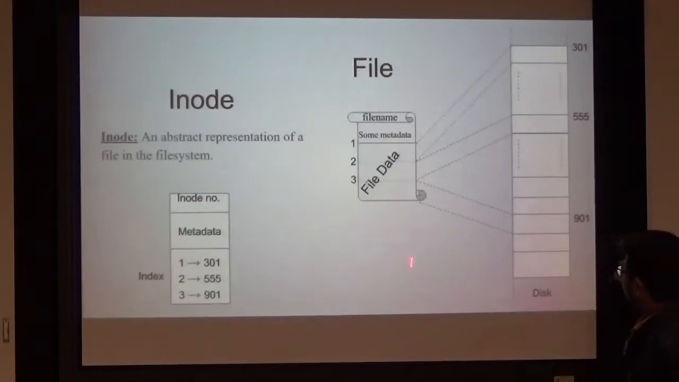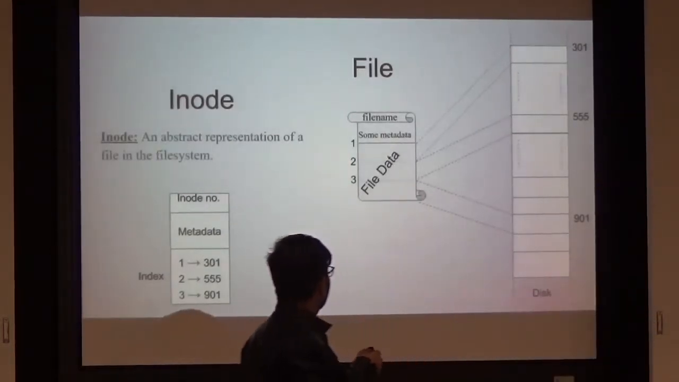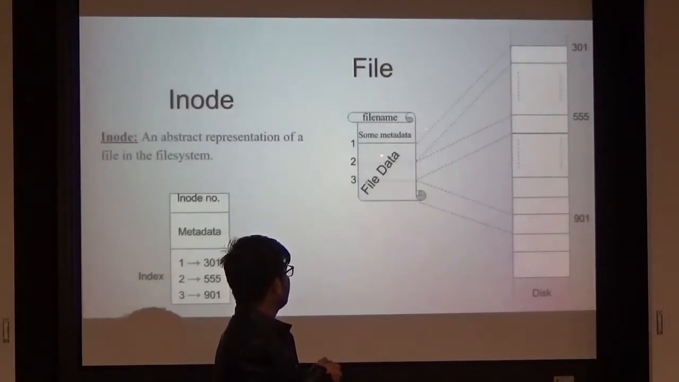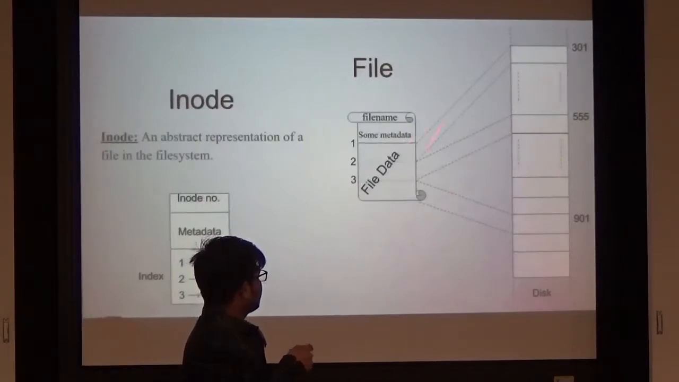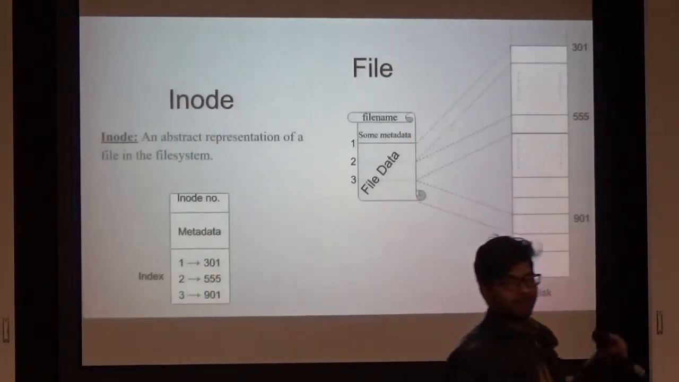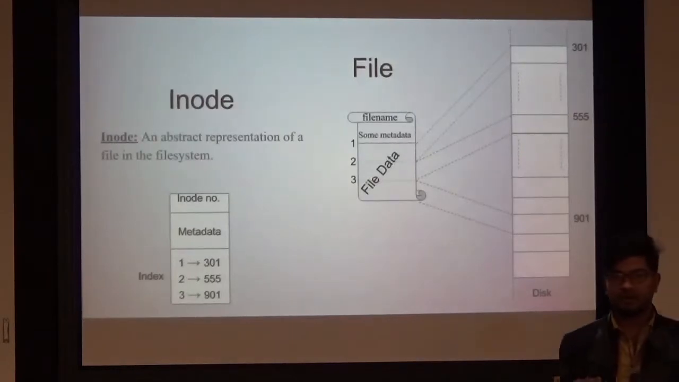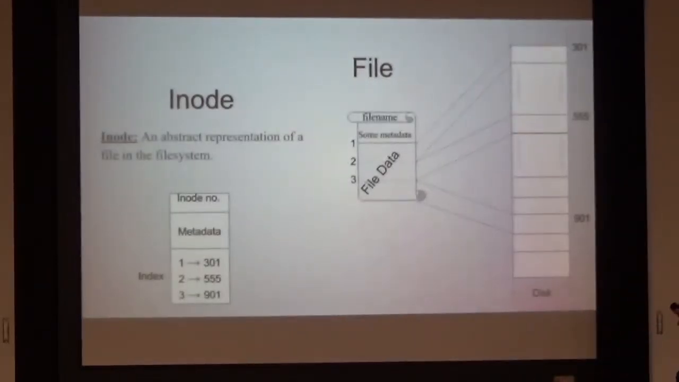For that, each file has a mapping which stores the file data block numbers, like 1, 2, 3. These are mapped to the actual disk block numbers. So 1 is mapped to 301, 2 is mapped to 555, and so on. This mapping is the file data block mapping, and we can have many strategies to construct this mapping.